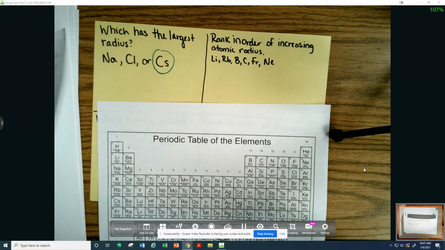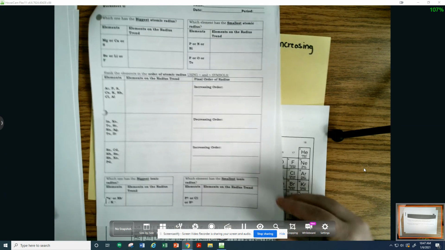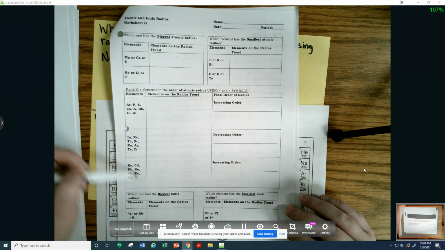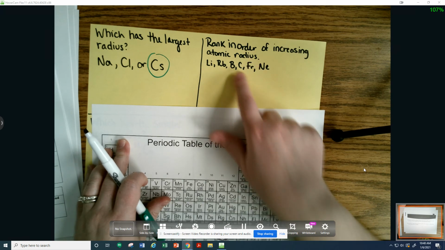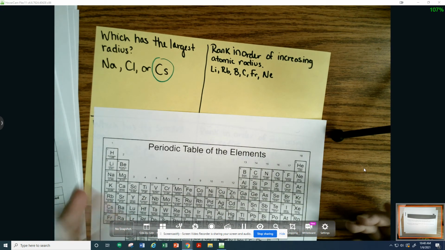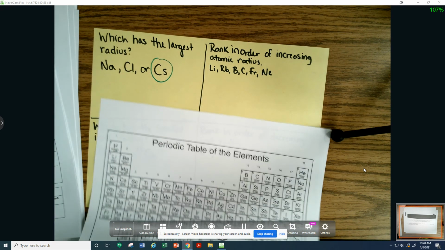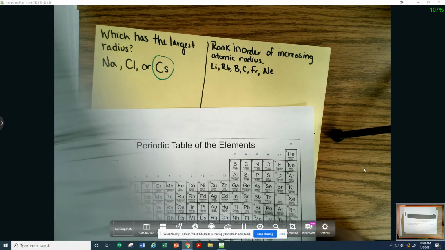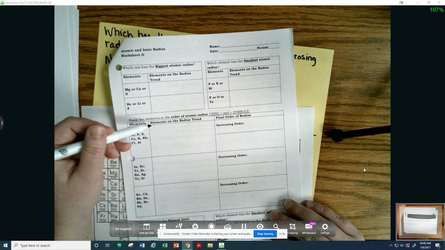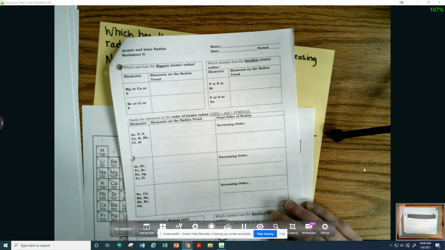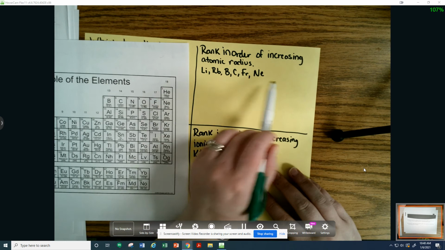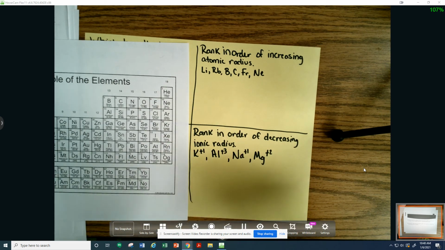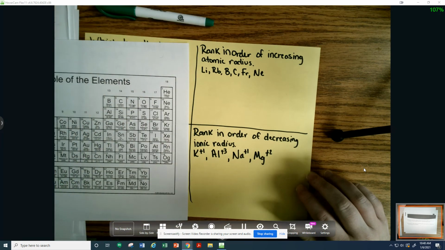The next thing is going to be the rank part, and that's what's going to help you with this middle section of your homework here. They want us to rank in order of increasing atomic radius. So we have more elements to work with compared to this one. How it wants you to do this, and that's going to help you with this part here, is it's asking elements on the radius trend. So what it's basically asking you to do is set these up in a format that's organizing them like they are on the periodic table.